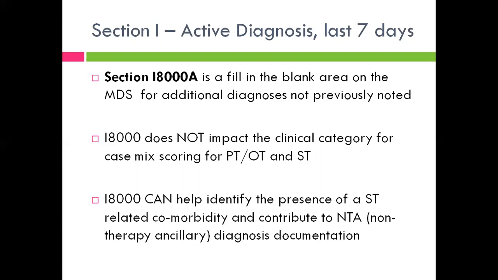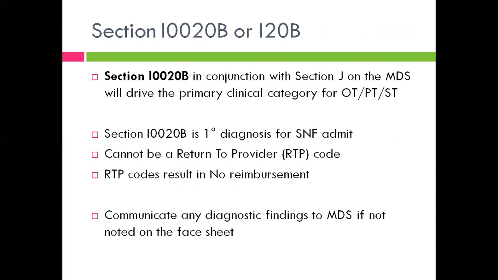So the MDS nurse is going to look back at what's been going on. She's going to fill out Section I 1000 through 7000. When she gets to I 8000, it's a fill in the blank area where she can put in additional diagnoses. It does not impact the clinical category for case mix scoring for OT, PT or speech, but it's a place for the MDS nurse to note the presence of speech comorbidities or the contributing non-therapy ancillary diagnoses that's going to help, again, perhaps result in a bump in reimbursement. So Section I 8000A on the MDS is going to be potentially important for the reimbursement puzzle.